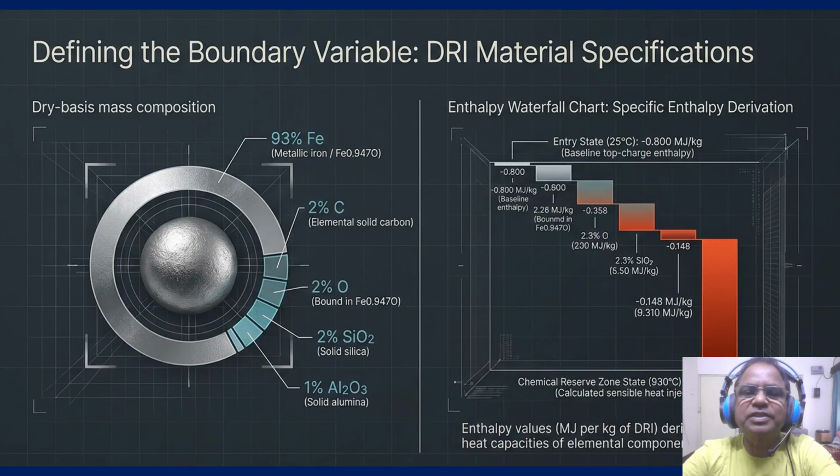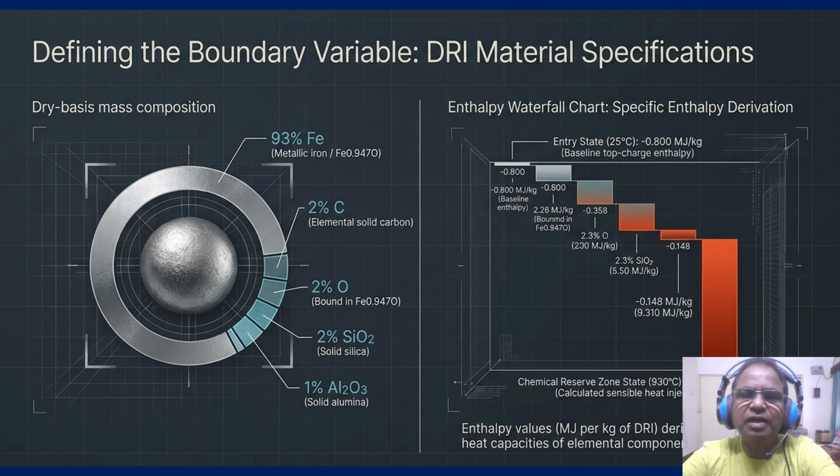So before we touch the matrix, we have to define our inputs. On the left, you see a cross section of a DRI pellet representing our dry basis mass composition. A dominant 93% metallic Fe with 2% carbon, 2% oxygen and a small gangue load of silica and alumina. On the right, notice the enthalpy waterfall chart. This is critical for your senior managers or engineers to grasp.